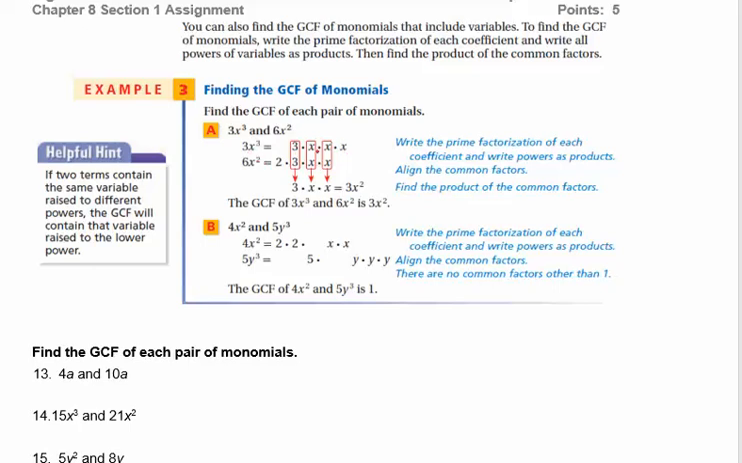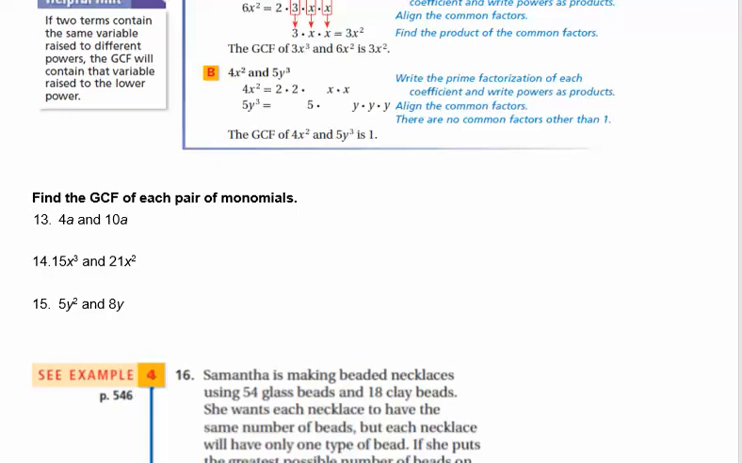So 3x cubed is 3 times x times x times x. 6x squared is 2 times 3 times x times x. Or the other method for this would be to do that with the variables, and for the numbers, go ahead and write all the factors and find the common factor. Let's look at number 15. So in 15, the factors of 5 are only 1 and 5. Why is that erasing? 1 times 5.